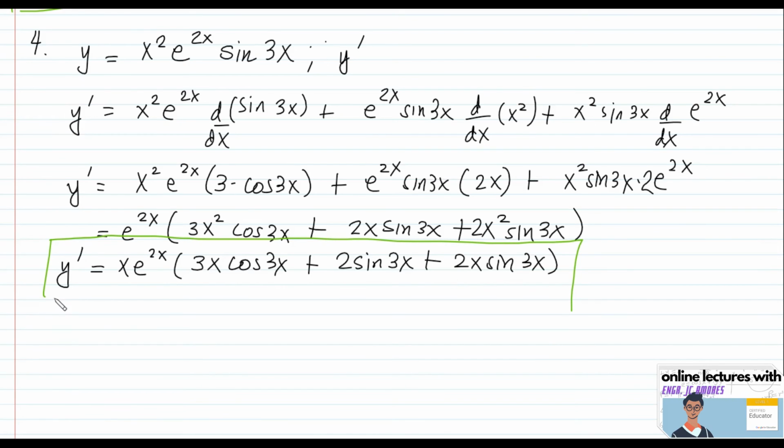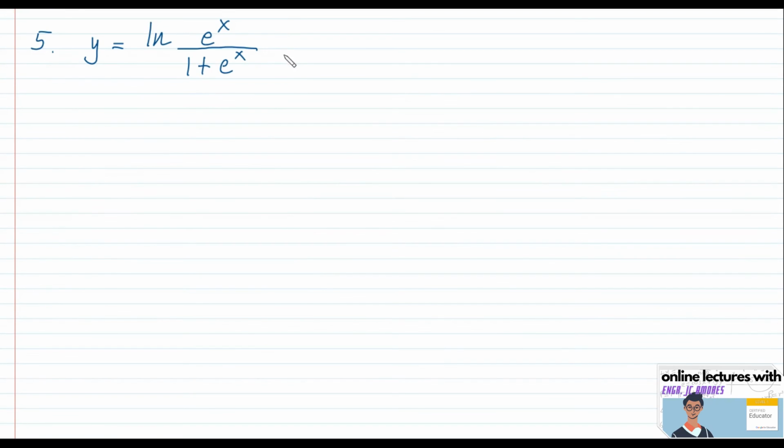Okay, let's go to our problem number 5. Last problem: y is equal to ln of e raised to x all over 1 plus e raised to x. So find y prime. What we can do here again is simply simplify this to ln of e raised to x, then minus ln of 1 plus e raised to x.